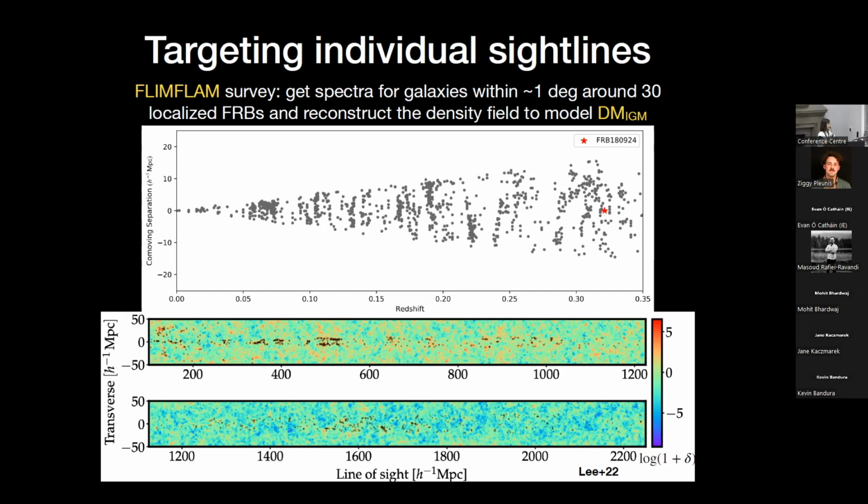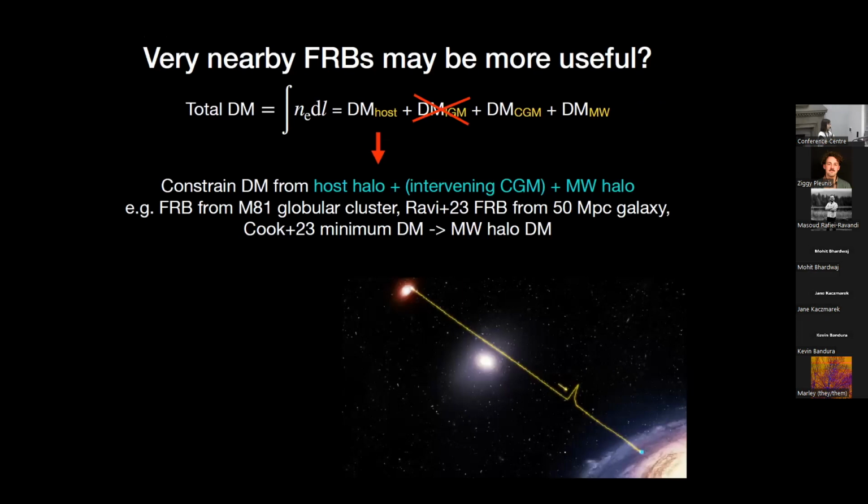But the problem is, is that really going to be so useful? In my opinion, it's not as useful as low DM FRBs, because these FRBs are at very high redshift, 0.2 and above. It's probably going to be more useful to target low DM FRBs, not only because you get rid of the DM from the IGM completely, but also because you get a much better handle on the DM from the host.